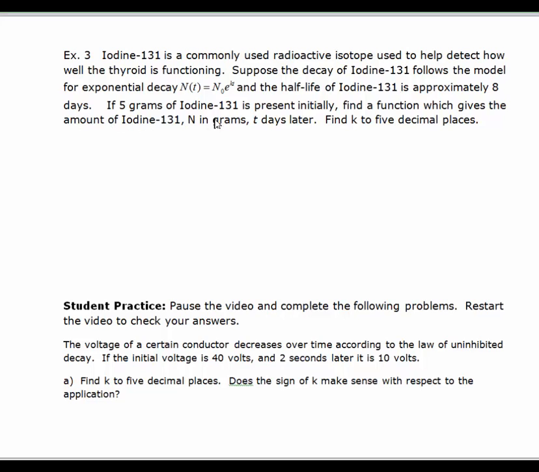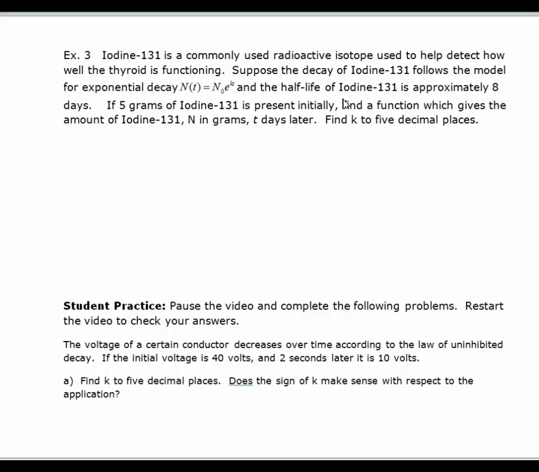If 5 grams of iodine is present initially, find a function that gives the amount of iodine N in grams t days later. And when you're finding k, we want to find it to 5 decimal places. So in order to answer questions about iodine-131, we first need to find the actual function.